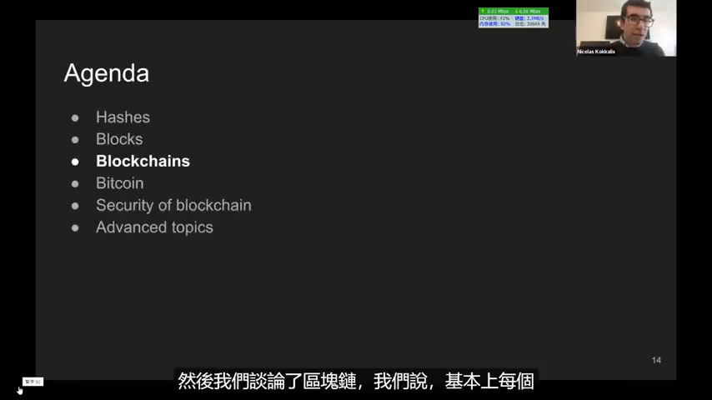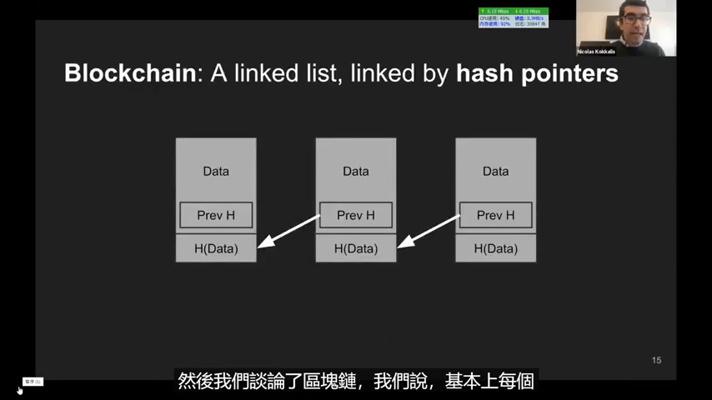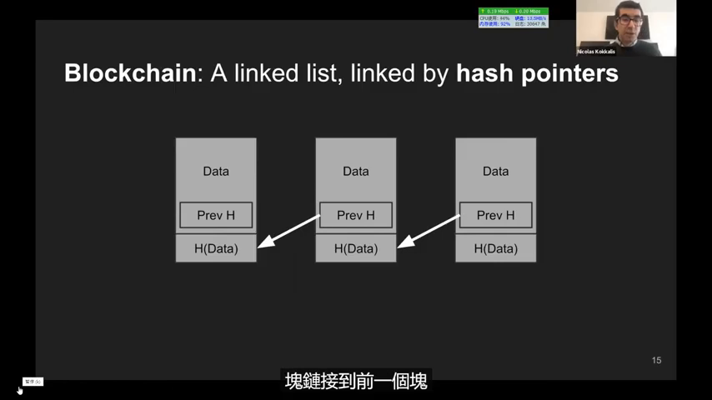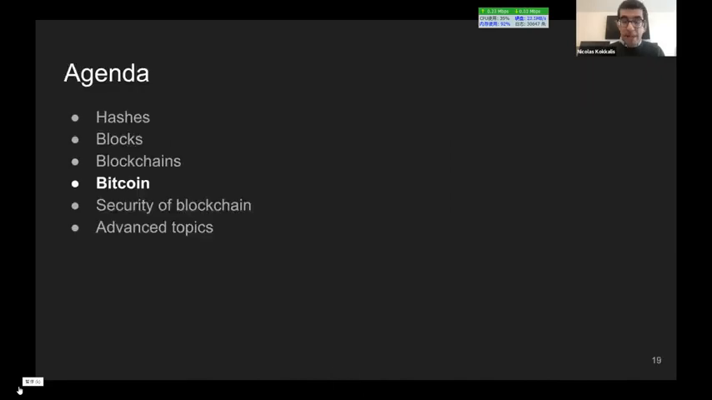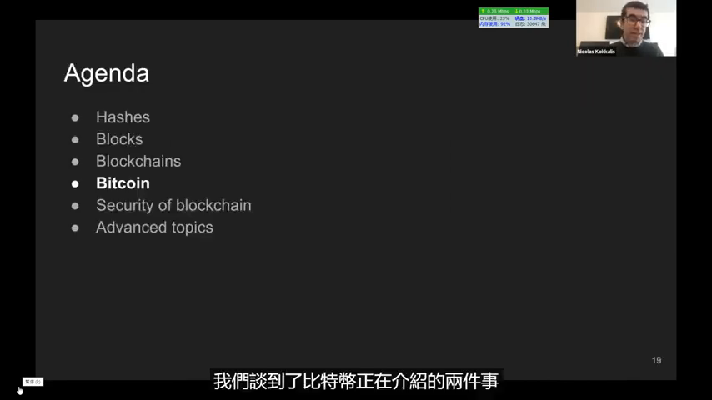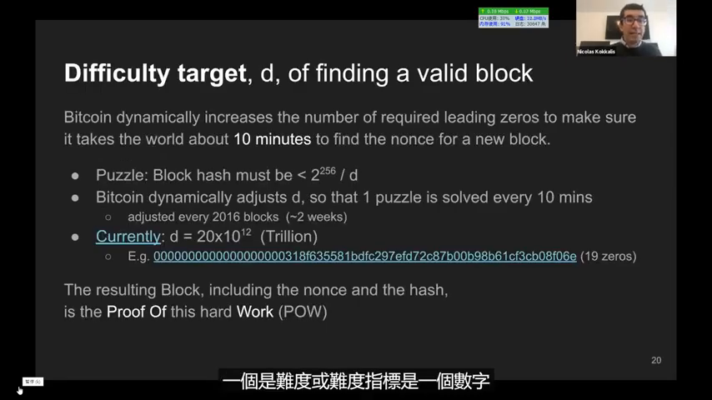Then we talked about blockchains. And we said that essentially each block is chained to the previous block by storing a copy of the previous block's hash in the current block. That's how this chaining is achieved. And we spoke about two specific things that Bitcoin introduces. One is the difficulty, or the difficulty target, which is a number such that the higher it is, the more zeros are required for a block to be considered valid.